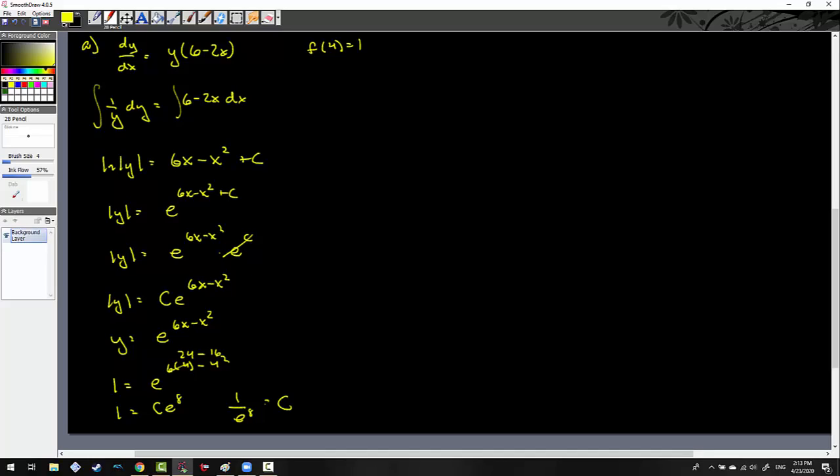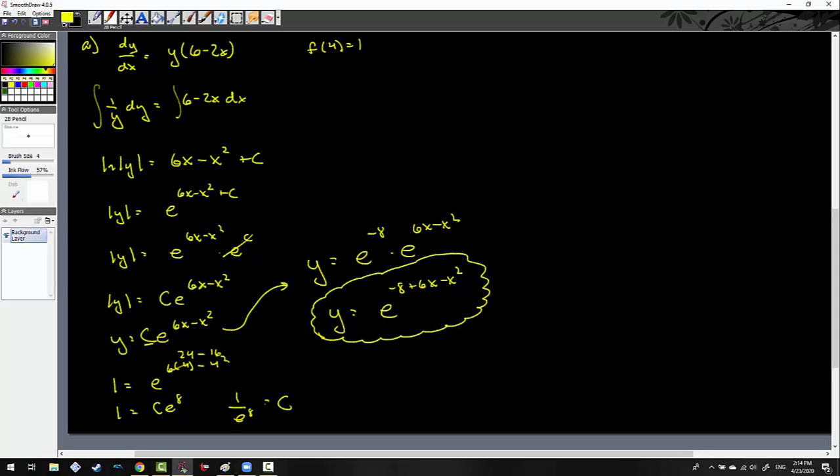So where is this going to help me? It's going to help me right here, and it looks like I forgot c. My apologies. C is going to go there. So I get y equals, instead of calling it 1 over e to the 8th, I'll call it e to the negative 8th times e to the 6x minus x squared. And then if I really wanted to combine them, they probably wouldn't care either way. I would say e to the negative 8 plus 6x minus x squared. Okay, that should wrap it up for A.